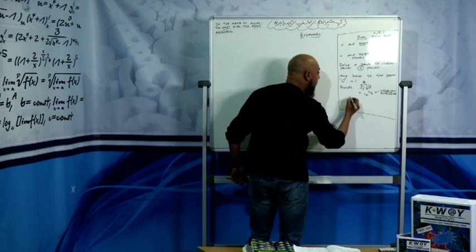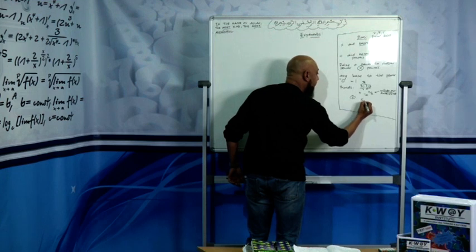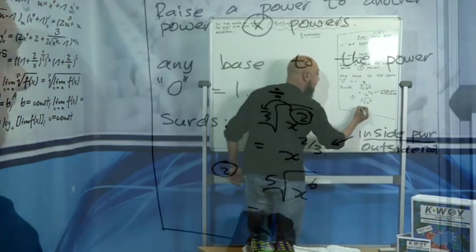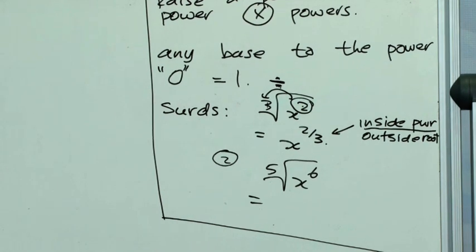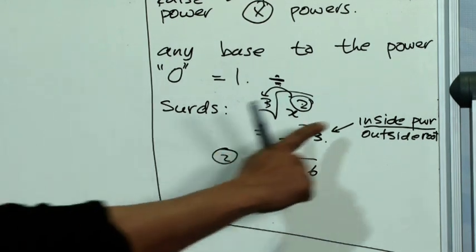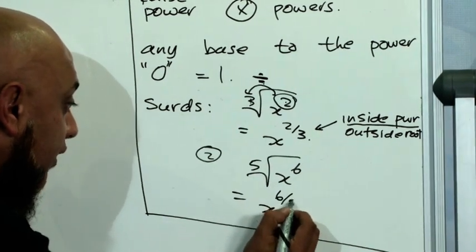So that's example number 1. Let's look at example number 2. If I told you the 5th root of x to the power 6, would that be x to the power 5 over 6, or would it be x to the power 6 over 5? We said inside power divided by outside root, so it's x to the power 6 over 5.